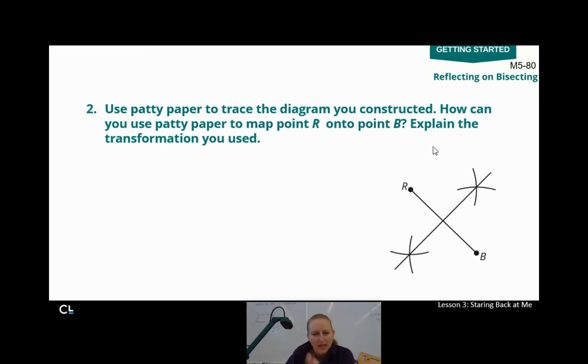Now, I'm not going to ask you to trace this onto patty paper because I know not everybody has patty paper, and that's okay. But can you do this in your head? If I were to fold along my perpendicular bisector, what would happen with R and B and what transformation would go on there? Hit pause, jot down your thoughts, hit play when you're ready to check your work.